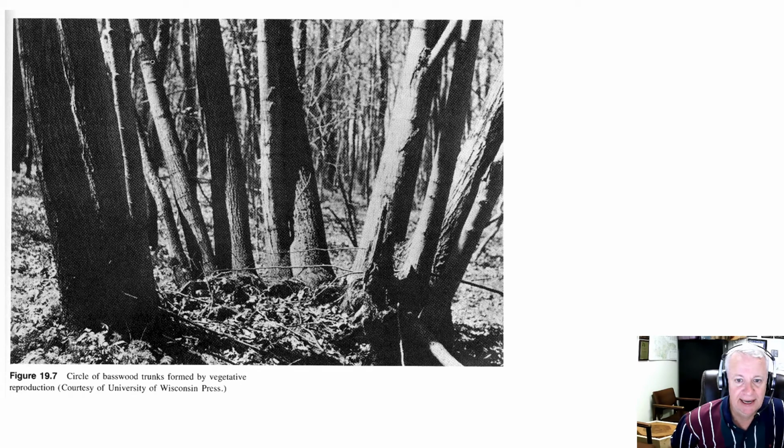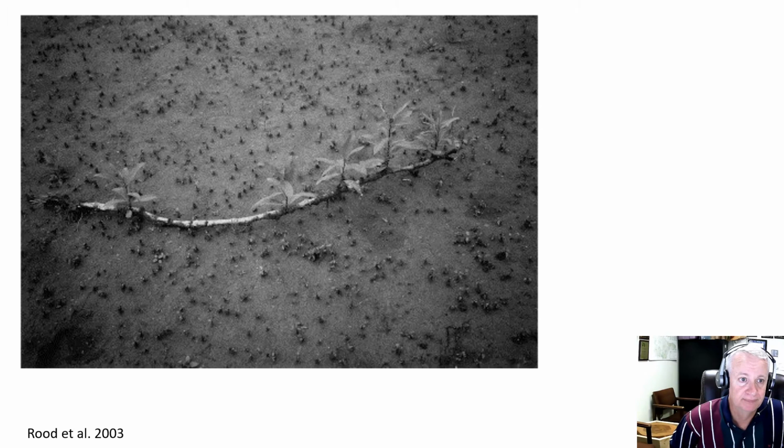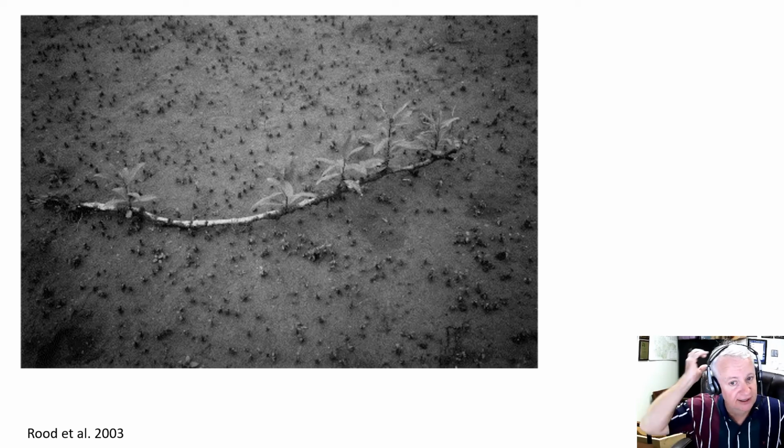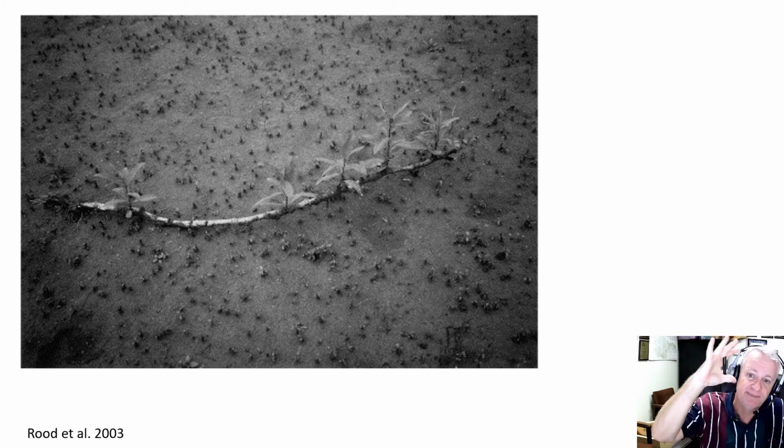Stump sprouting and generally all forms of vegetative reproduction are more common in angiosperms, but they do occasionally occur in some gymnosperms. Rooting of branches or branch cuttings can occur in some angiosperms. So this is an example in black cottonwood. In black cottonwood, which is common in the western United States, branches will break off. This is a riparian species.